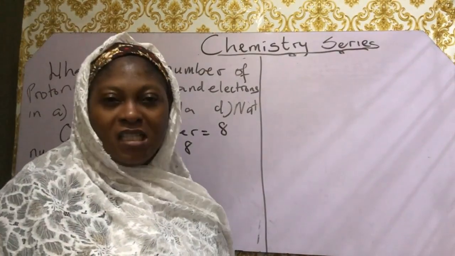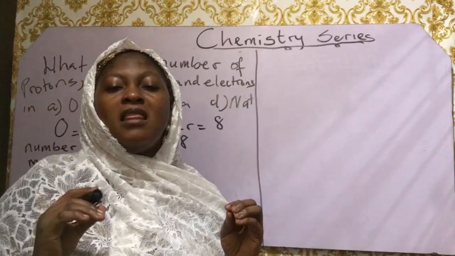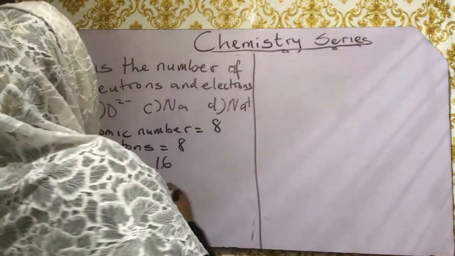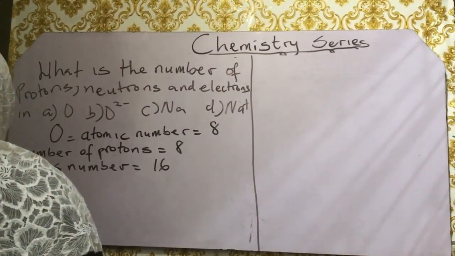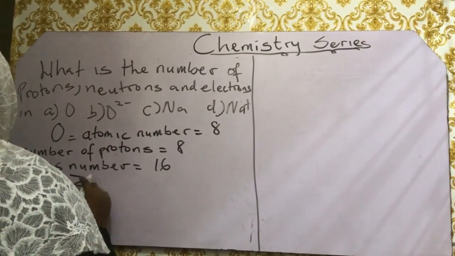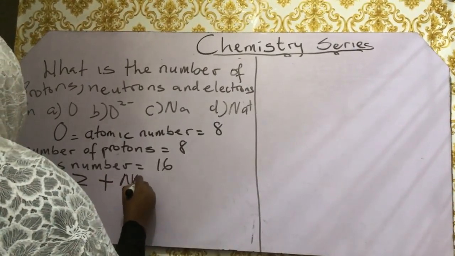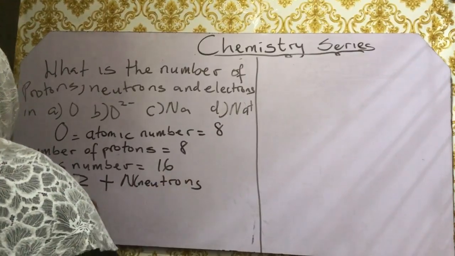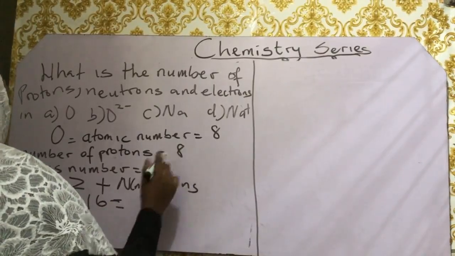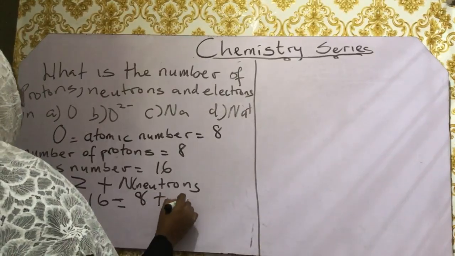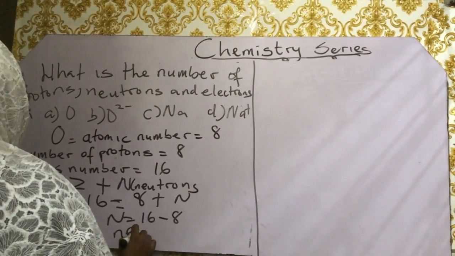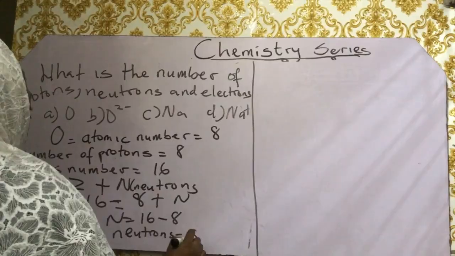But we have learned in chemistry that the number of neutrons plus the number of protons will give you the mass number. So mass number, A, is equal to Z, which is the number of protons or atomic number, plus N, which is neutrons. Now we have the mass number to be 16. 16 is equal to the number of protons, 8, plus N. So N will be equal to 16 minus 8. So the number of neutrons in oxygen is equal to 8.